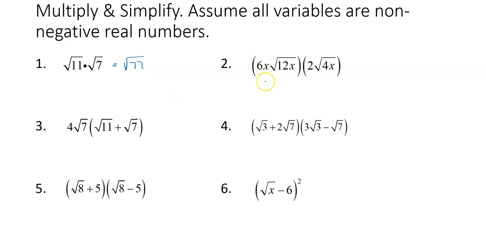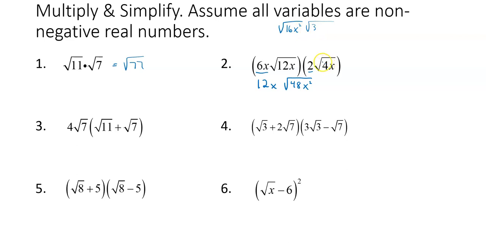For the one next to it, it's got terms on the outside and on the inside. So the ones on the outside we multiply on the outside, the ones on the inside we multiply on the inside. So 6x times 2 is going to give me 12x. Under the radical, 12x times 4x, 12 times 4 is 48. X times x is x squared. Now my question is, can I simplify the square root of 48x squared? I'll bet you I can. Square root of 48x squared, biggest perfect square factor of 48 is 16. So 16 times 3 gives me 48.